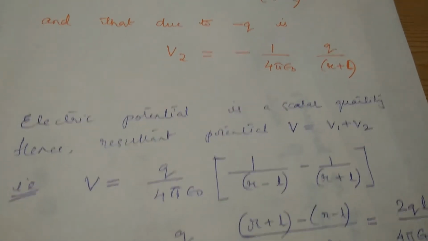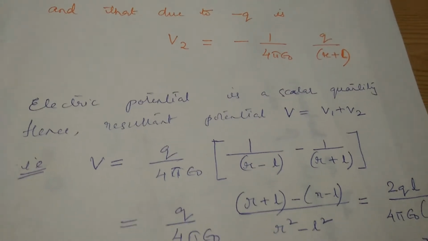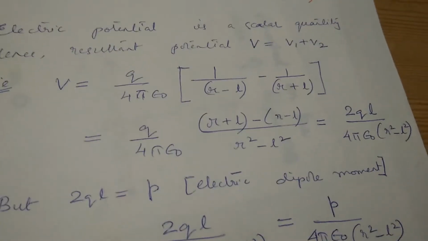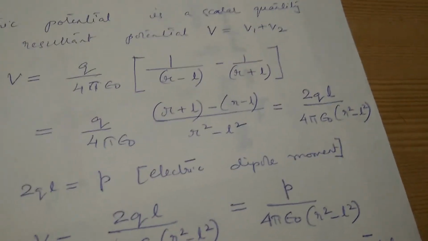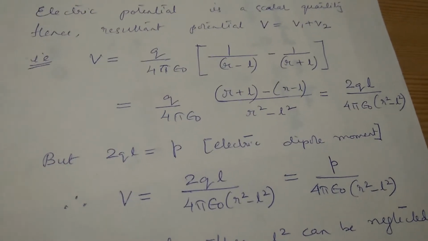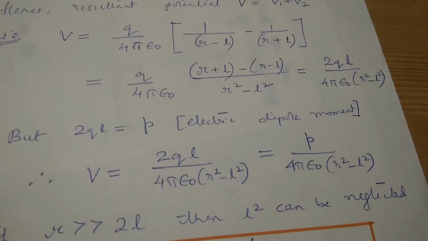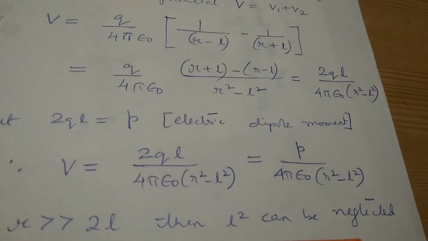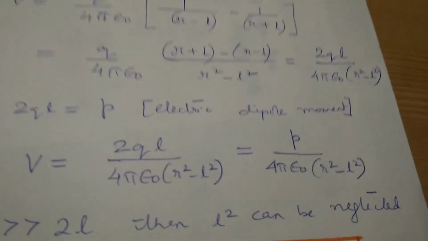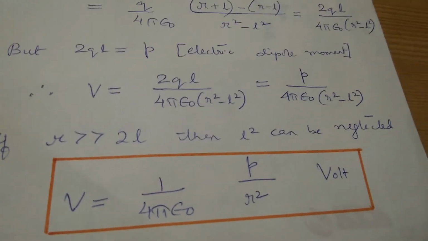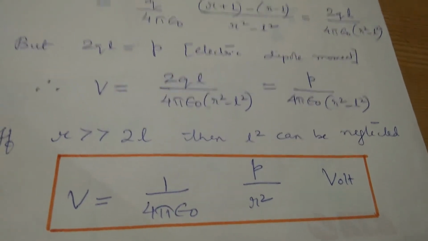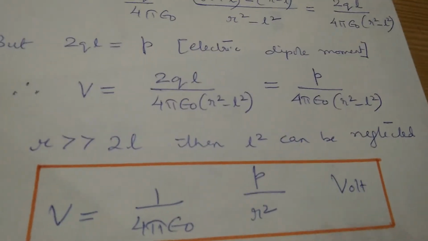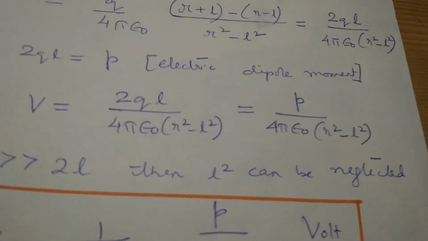Now potential is a scalar quantity, so we just have to find V1 plus V2. Simple addition, with the algebraic formula: (a minus b)(a plus b) is a squared minus b squared. We know that 2QL is the electric dipole moment, so just replace it with p. Again, we are considering that r is very much larger than 2L, so we neglect L squared and get the final expression. Just like we derived for the electric field, similarly we proceed for the potential and get the final expression. This was the end-on position.